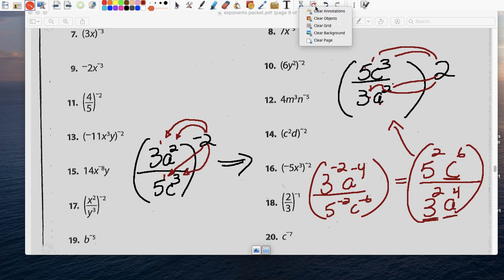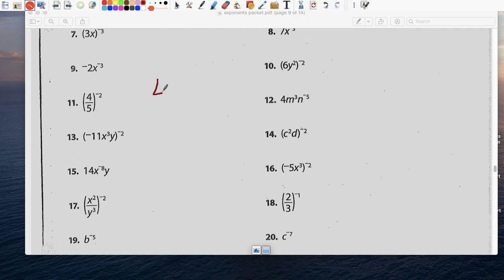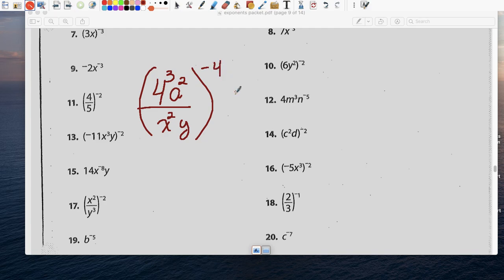It's really, really up to you how you do it. So again, let's do 4 to the 3rd, a to the 2nd, over x to the 2nd power y, and all that raised to the negative 4th power.